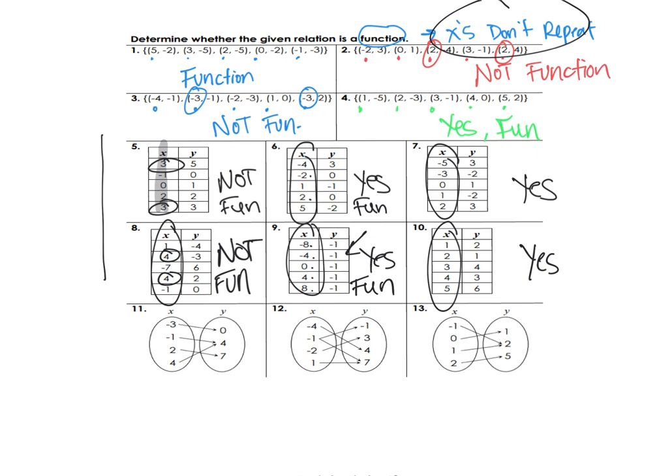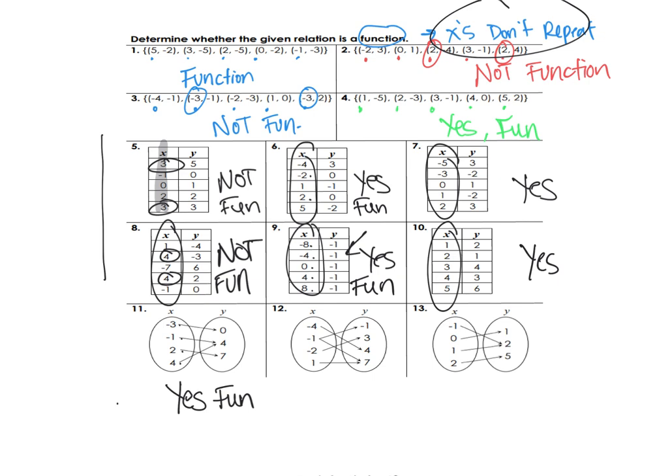So 11, 12, and 13 are showing relations again, but it's using a mapping, which is the 2 separate circles with arrows coming out of the x's to show which y it would be grouped with. Now, as long as a value in the x circle does not have 2 arrows coming out of it, then it's not used twice. So -3 is used once, 1 arrow, 1 arrow, 1 arrow, 1 arrow. That means each x was only used once, so yes, this is a function.